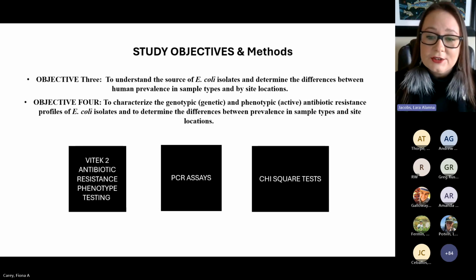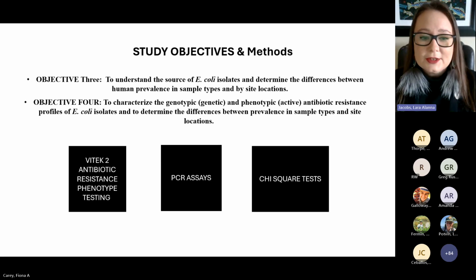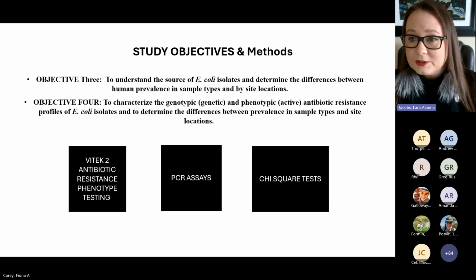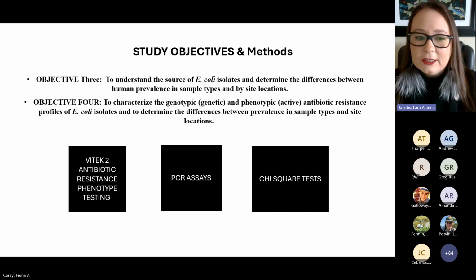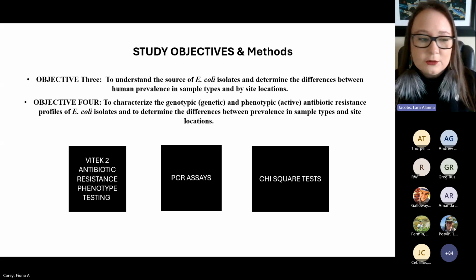Our next objective was to understand the source of E. coli isolates and to determine the differences between human prevalence in sample types and by site locations. So we needed to know, where did the E. coli come from? What type of animal? Is it from humans? And then what's going on in the differences between water and sand samples with what we're finding and between the two beaches.